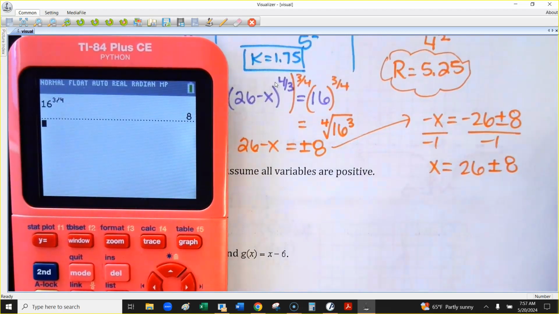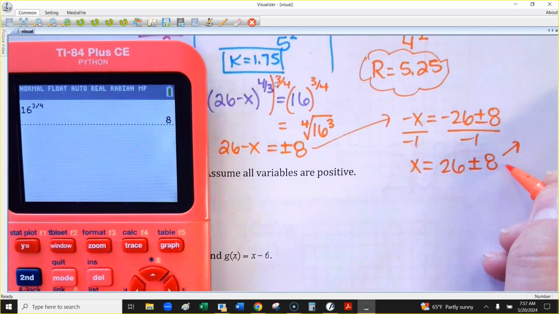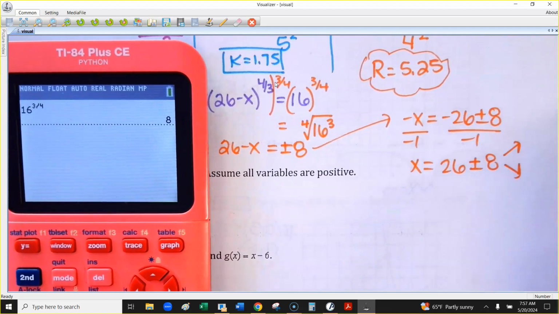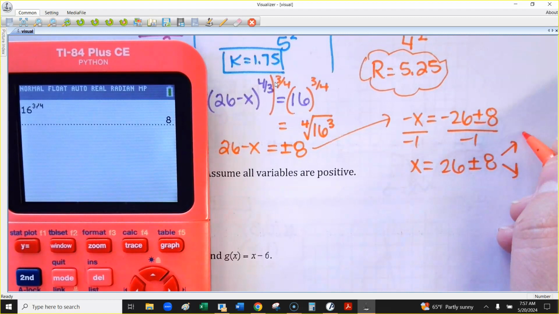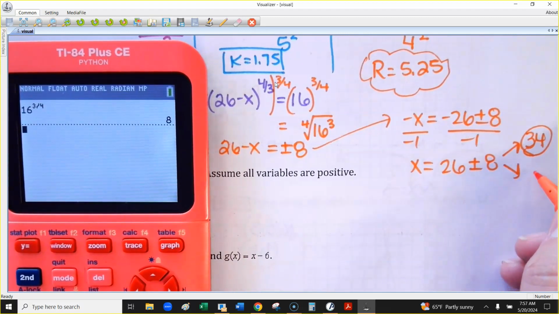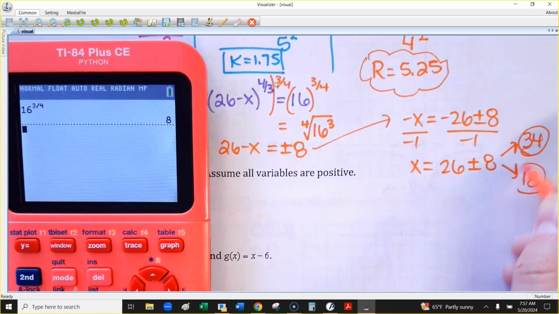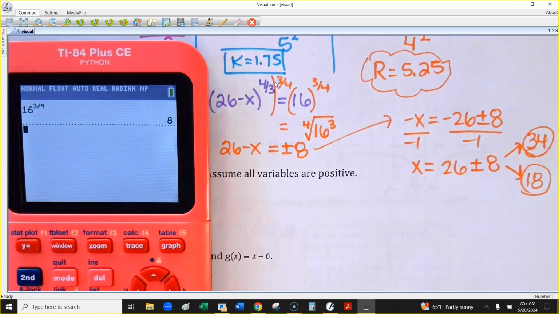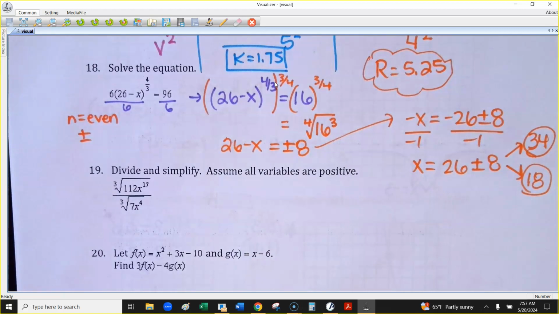So then you just do 26 plus 8 and 26 minus 8. So 26 plus 8, let me think about that for a second. It should be 34, right? And 26 minus 8 would be 18. And that actually has two answers. You don't have to worry about extraneous solutions for this type of a problem. It's not going to happen. Both of the answers will work.